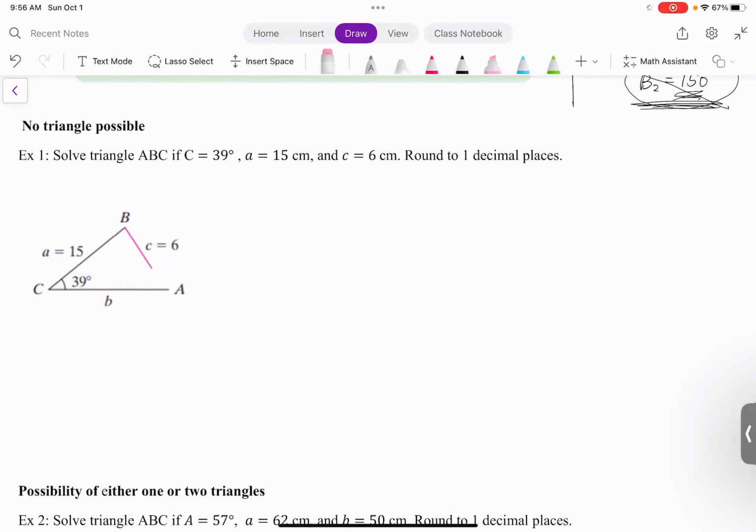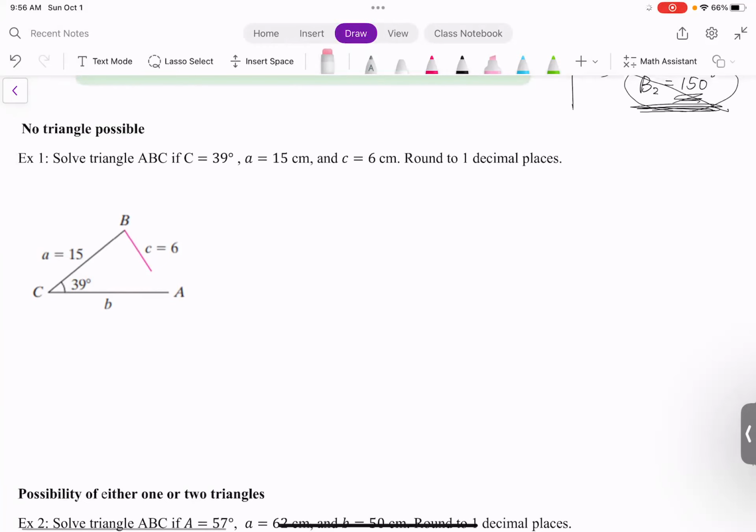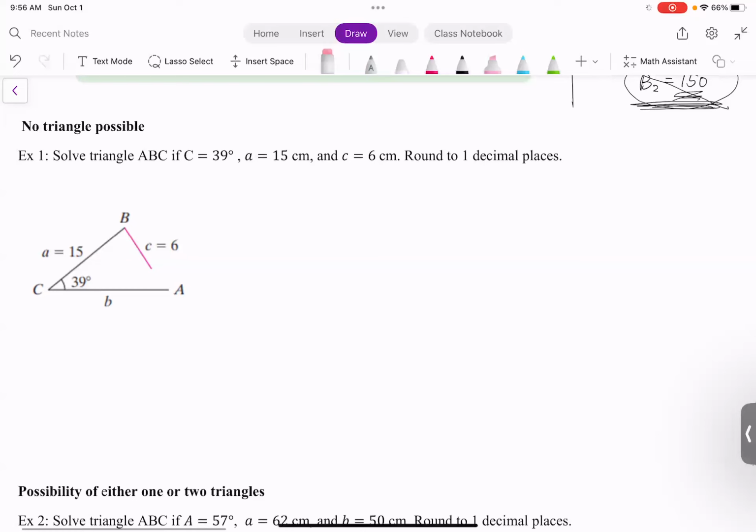No triangle possible. Solve the triangle ABC if angle C equals 39 degrees, the length of a equals 15 centimeters and c equals 6 centimeters, round to 1 decimal place. Here the graph is given. If the graph is not given, you can graph it yourself. By the given information, I have a, I have c, and I also have angle C. I can list the equation: a over sine A equals c over sine C.